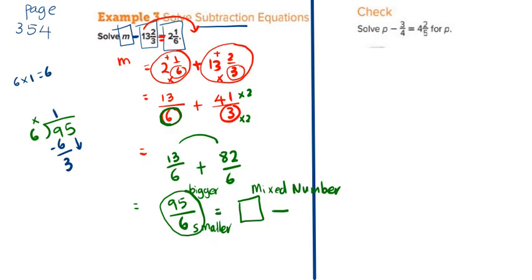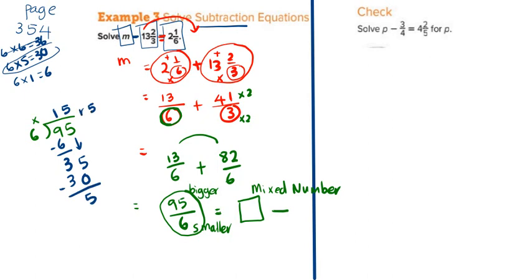Bring down the next number. I now have 35. I know 6 times 5 is 30, and 6 times 6 is 36. So 36 is too big, so I'm going to go with 6 times 5. So I can make 5 groups because 6 times 5 is 30, and my remainder is 5.